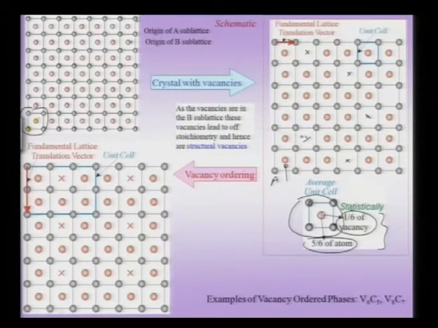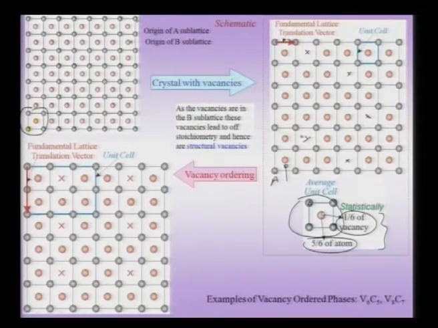Now there is a possibility that these vacancies get ordered on this B sublattice, and on the left hand side, in the left hand below picture, I see the vacancy ordered phase. And in the vacancy ordered phase, you can see that I am just considering an example, this is just a schematic example.